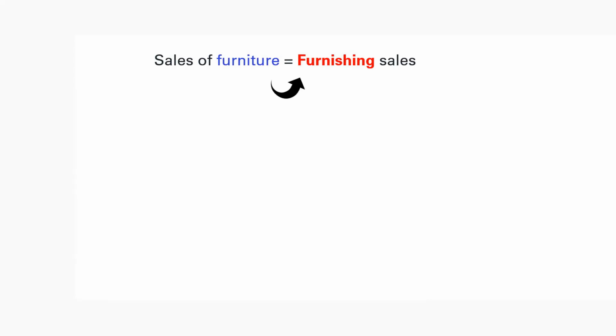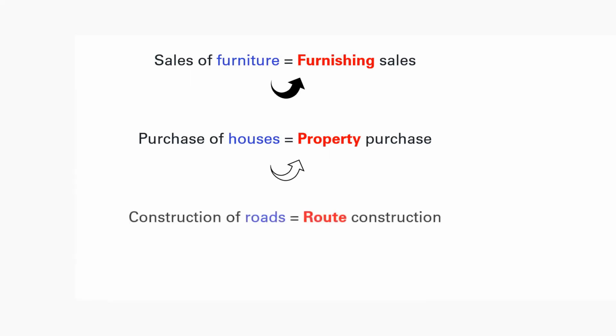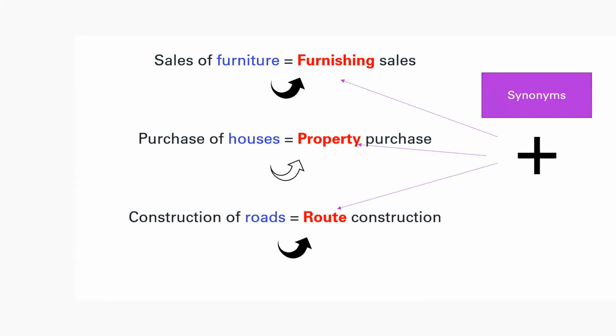So furnishing is a synonym of furniture. Houses. We can use property purchase instead of purchase of houses. Property is a synonym for houses. Construction of roads becomes route construction. Route is a synonym of roads. So in these phrases, I've used synonyms, but I've also switched the word position. This is the beginning of paraphrase.